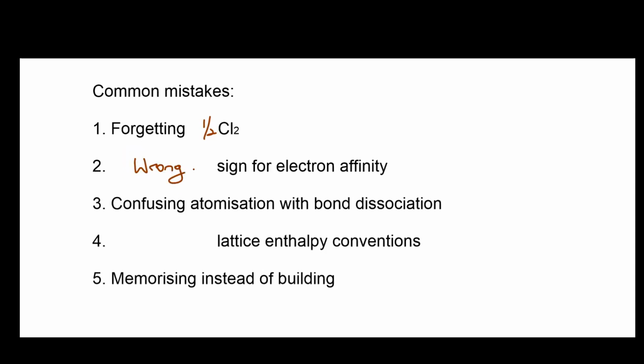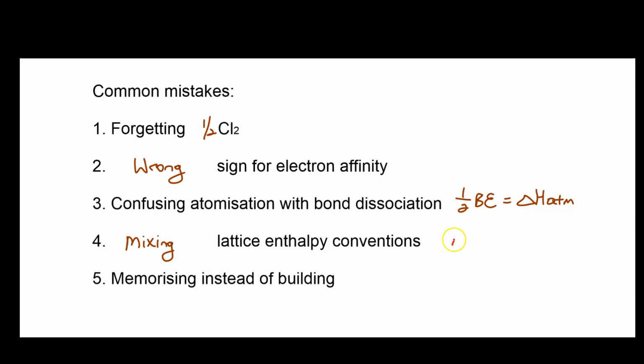The most common mistakes are forgetting the half in front of chlorine, using the wrong sign for electron affinity, and confusing atomization with bond dissociation. So please remember this equation: half BE equals atomization energy for non-metallic elements. And mixing up the lattice enthalpy conventions.